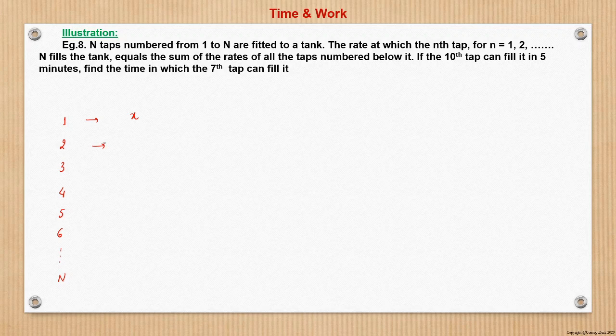Then for the second tap, the rate will be the sum of the previous, so it is x only. Then for 3, it will be the sum of the previous 2, so 2x. For the fourth tap it will be the sum of the previous 3, so 2 plus 1 plus 1, which is 4x. For 5 it will be 8x. For 6 it will be 16x. So that way.